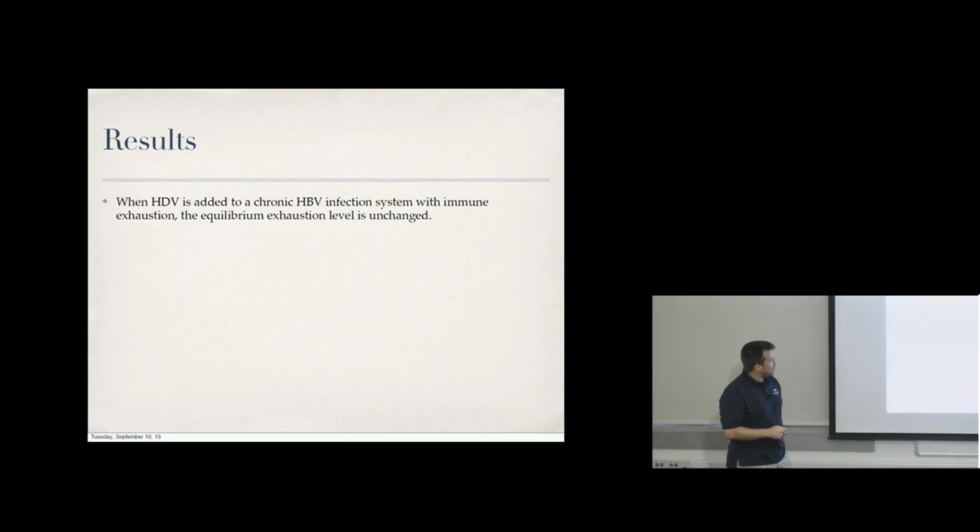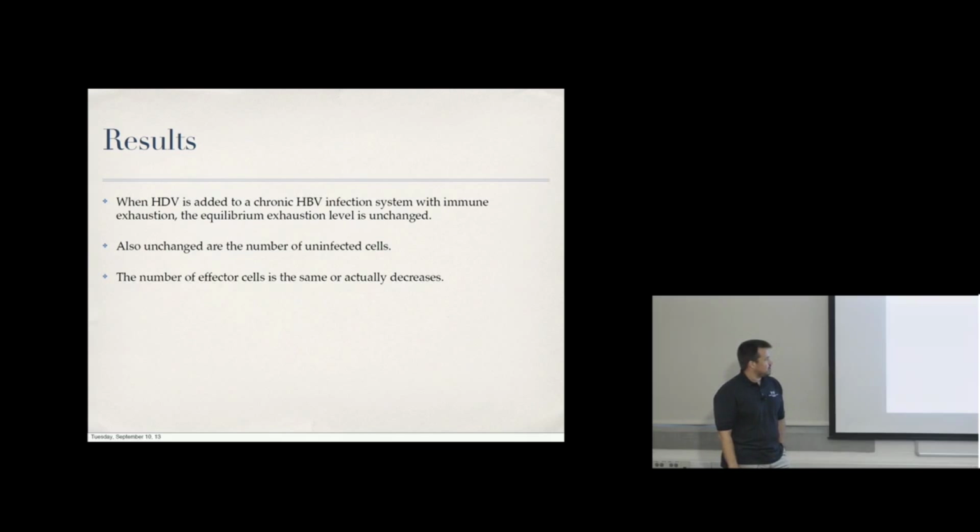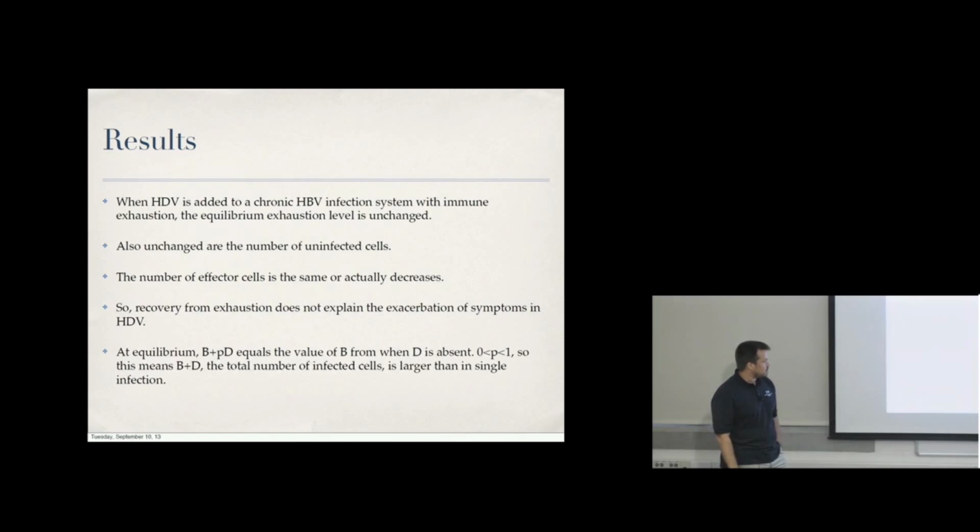So when HDV is added to the chronic HBV infection system with immune exhaustion, the equilibrium exhaustion level doesn't change, or transiently changes a very small amount. The number of uninfected cells also doesn't change. The number of effector cells is either the same or actually decreases, which is the opposite of what you would need to explain increased damage. So recovery from exhaustion doesn't explain the exacerbation of symptoms.